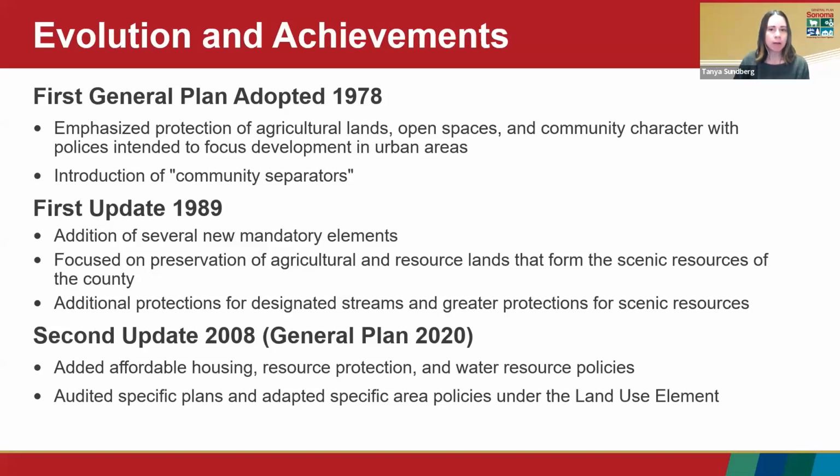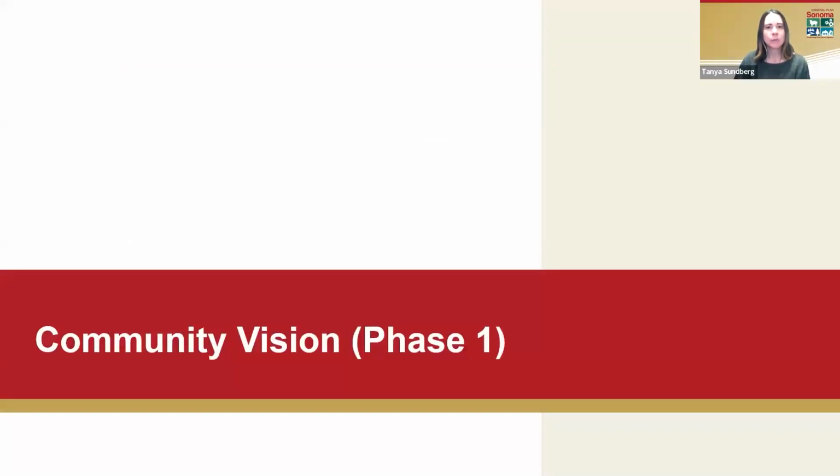This update added policy guidance to support affordable housing and protecting resources, including water resources. And it also provided some localized policy guidance for specific areas in the county. So with that background, we're now going to dive into this general plan update and what that process entails.